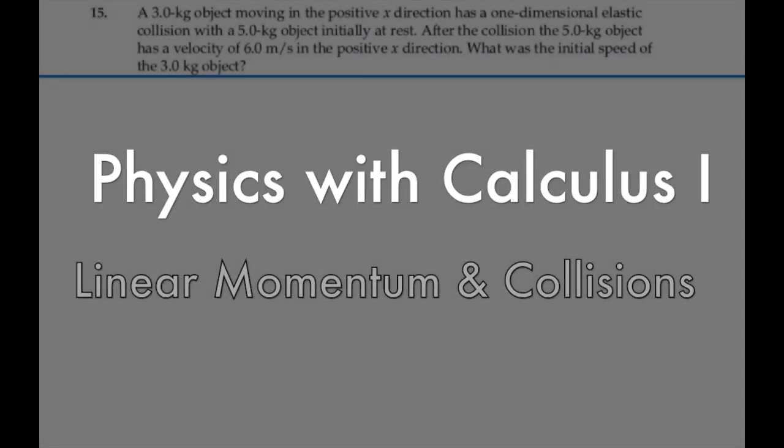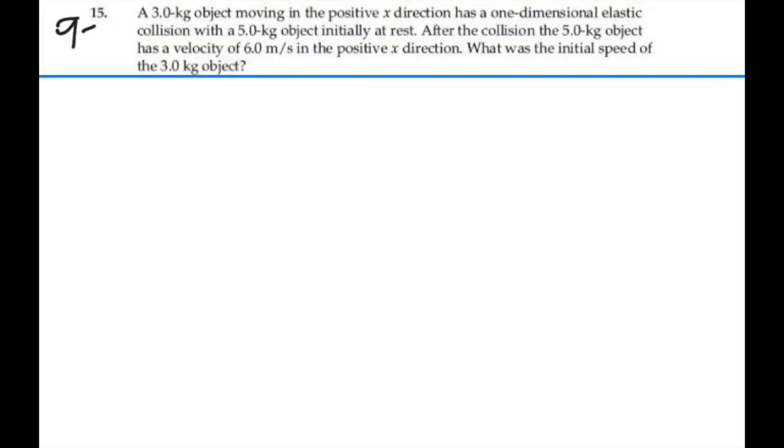Here's our alternate way of looking at problem number 915. We have a 3 kilogram object moving in the positive x direction, has a one-dimensional elastic collision with a 5 kilogram object initially at rest. After the collision, the 5 kilogram object has a velocity of 6 meters per second in the positive x direction. What was the initial speed of the 3 kilogram object?